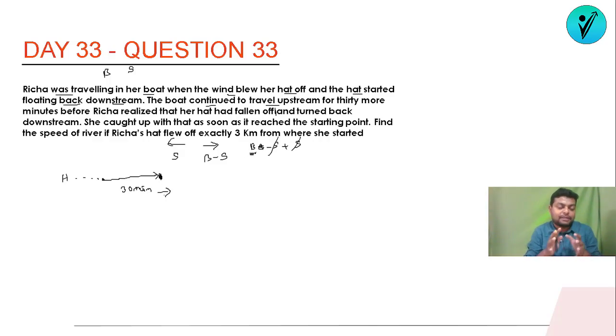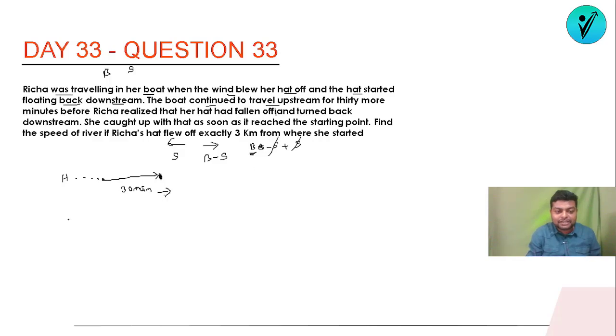जब तक उसको रियलाइज नहीं हुआ है कि उसका जो हैट है वो गिर गया है, ठीक है, उस समय तक उसका जो रिलेटिव स्पीड है, व्हाट इट इज सिंपली b. एंड व्हाट इज b? b इज द स्पीड ऑफ द बोट. तो अगर इन दोनों का रिलेटिव स्पीड b है, ओके, एंड इफ शी हैज ट्रैवल्ड फॉर 30 मिनट्स, सो व्हाट विल बी द गैप दैट विल बी क्रिएटेड बिटवीन रिचा एंड द हैट?